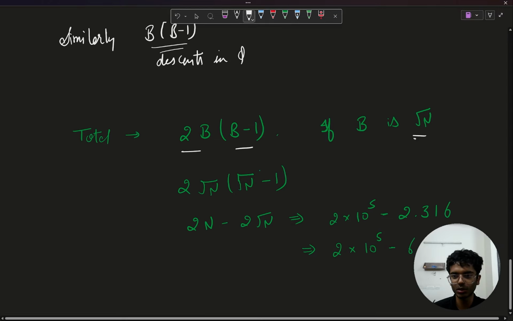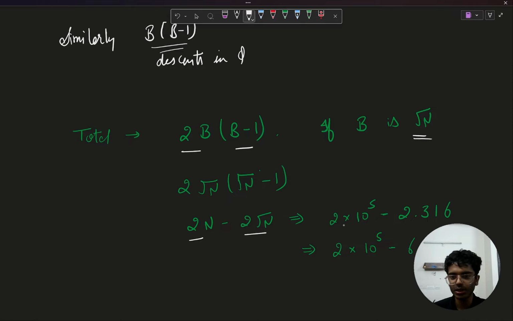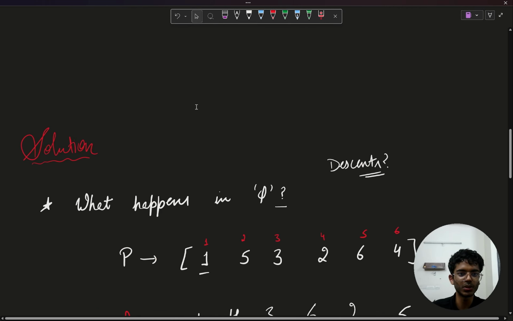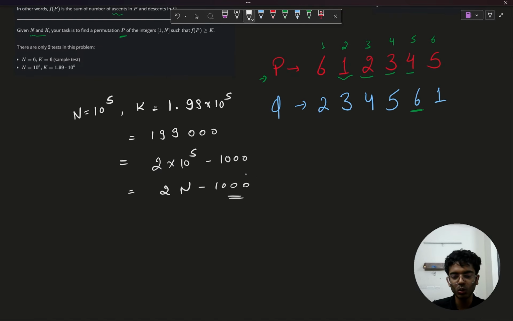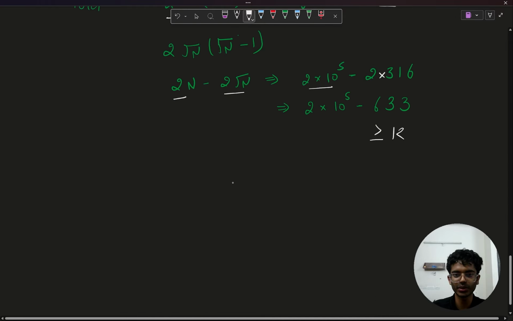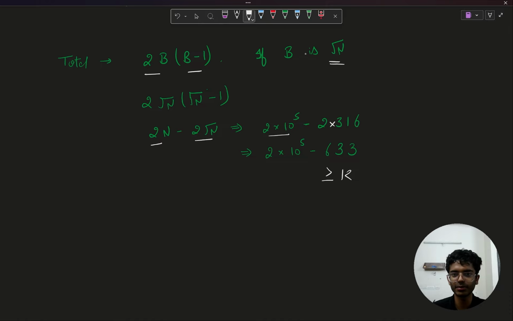Now, if b is equal to root n, then that would be equal to 2n minus 2 root n, which for the constraints is equal to 2 into 10 raised to the power 5 minus 2 into 316, which is 2 into 10 raised to the power 5 minus 633, which would be greater than or equal to k. Why? Because k was equal to 2n minus 1000, right? Now, this is the case which we considered for when n is a perfect square.